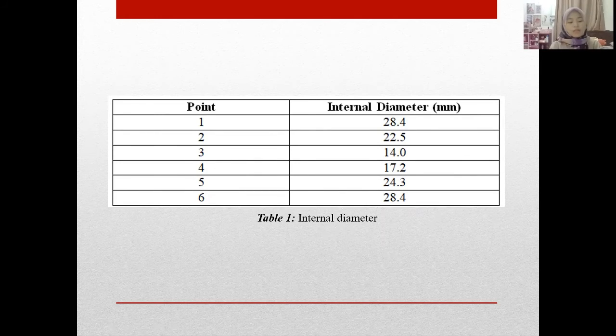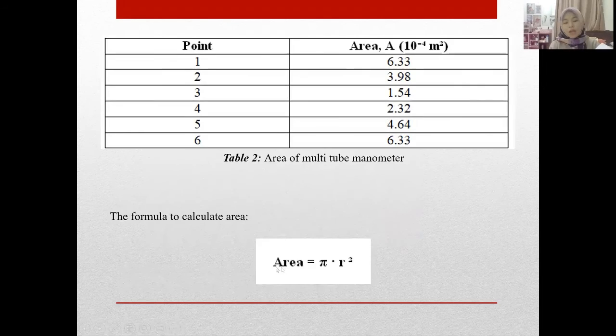However, the area of each multi-tube manometer needs to be calculated. The formula to calculate the area is equal to pi multiplied by r squared. We got this area by calculating the radius, and we got a radius of 14.2 mm. Finally, we get the area 6.33 for point 1.